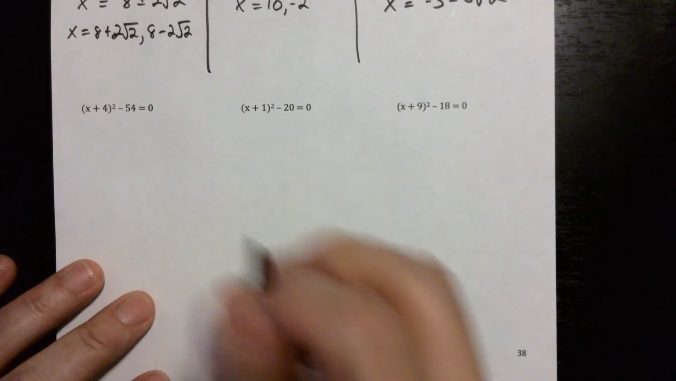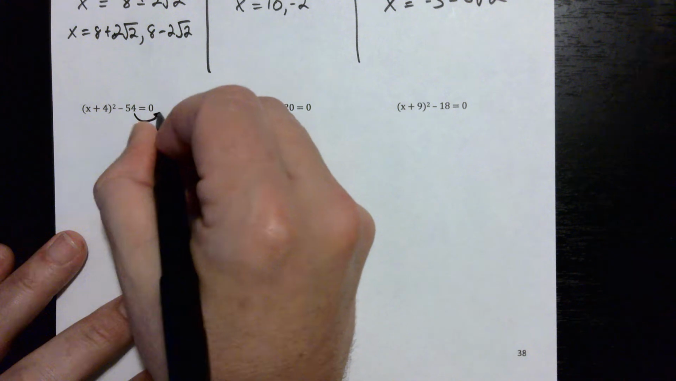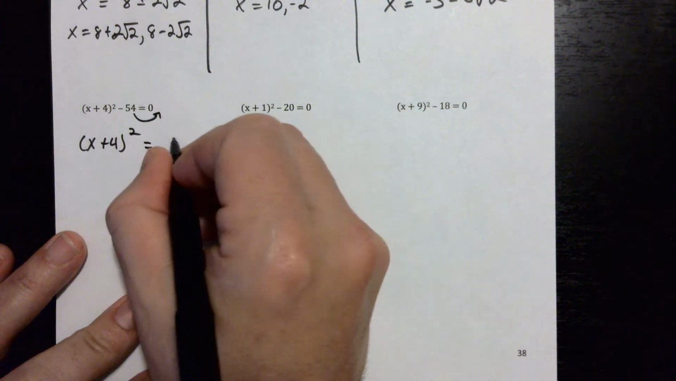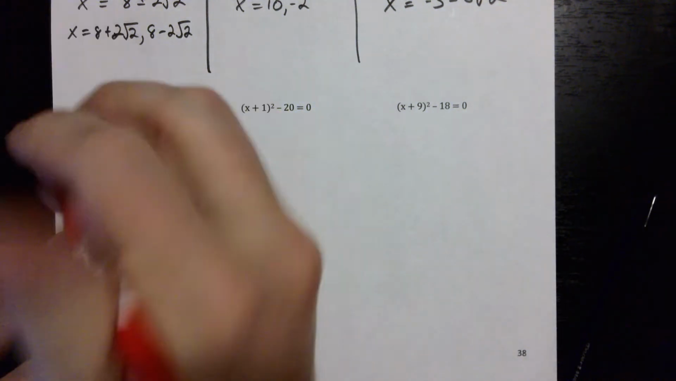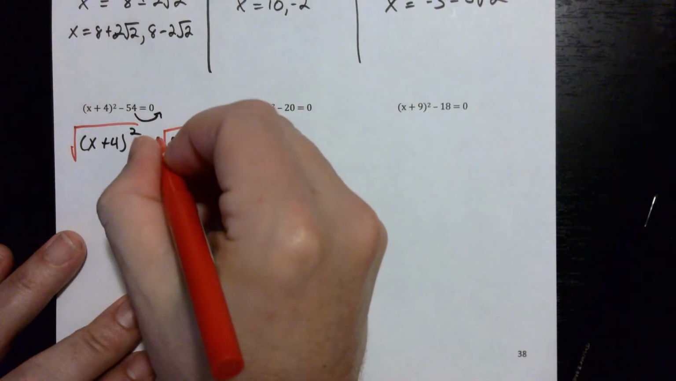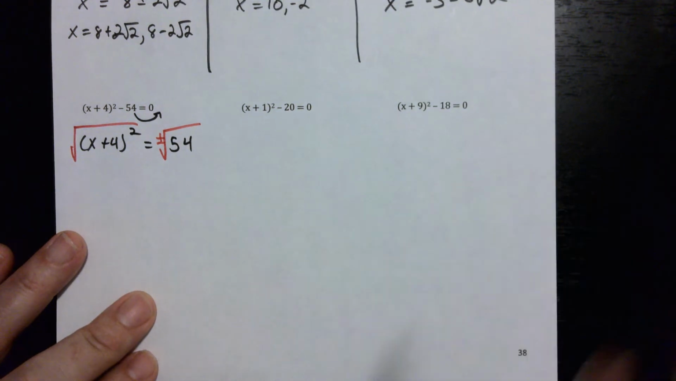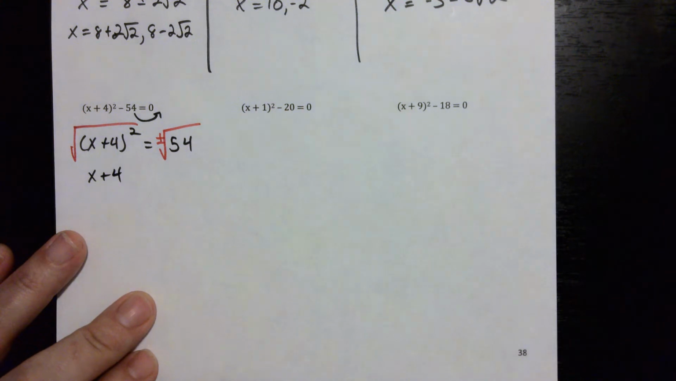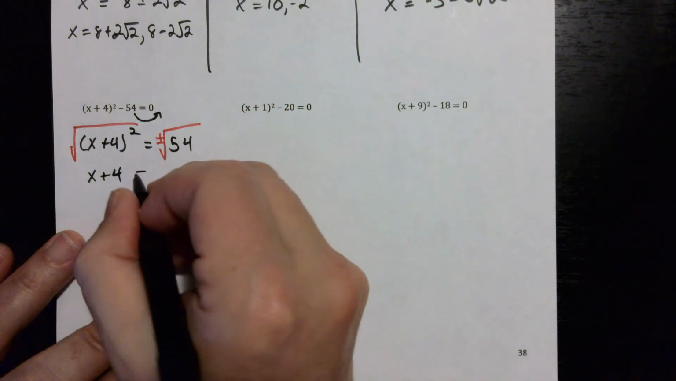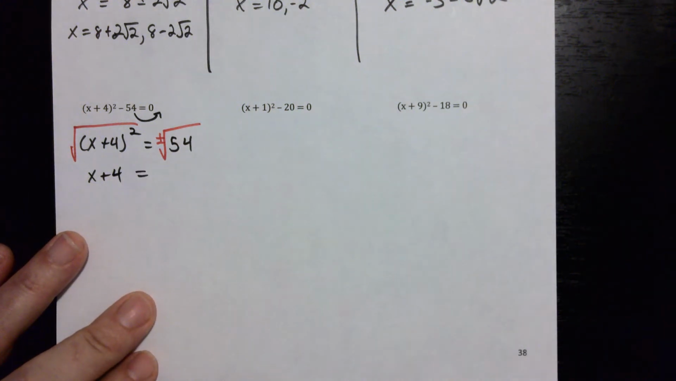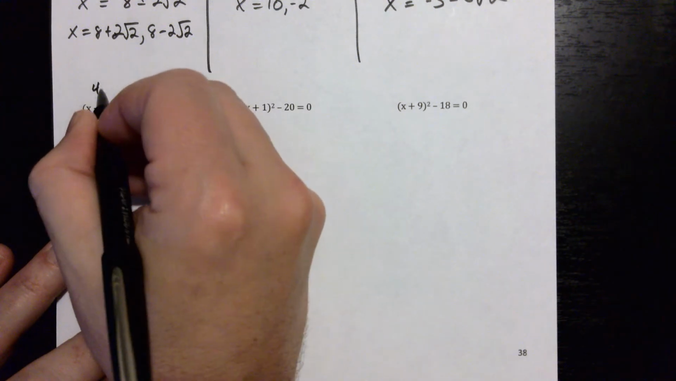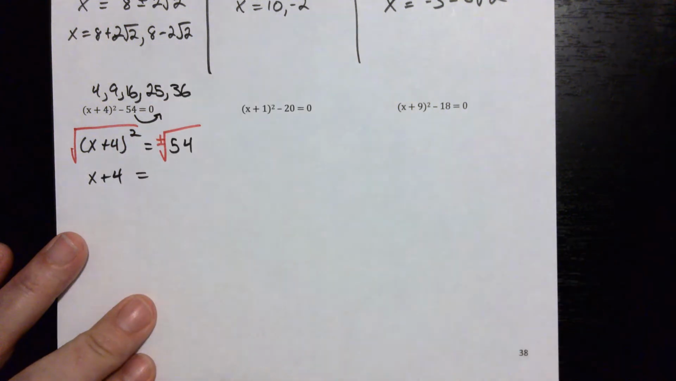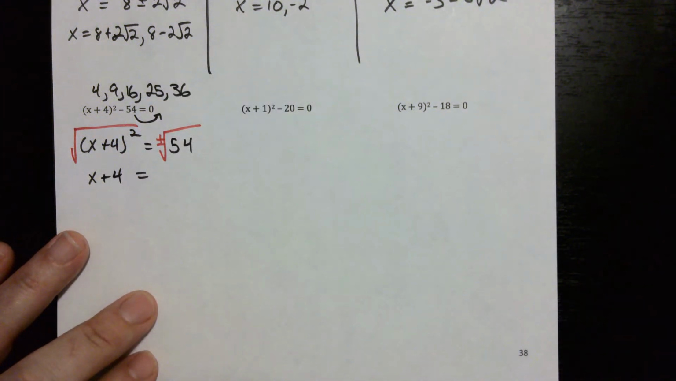Okay, 3 more. Let's move that 54 over to the other side by adding it. So x plus 4 squared is equal to 54. Go ahead and take the square root of both sides. There's the plus or minus. So we get x plus 4 is equal to, let's see, square root of 54. Let's remind ourselves of what the square numbers are. Should be enough. Which one of them goes into 54?